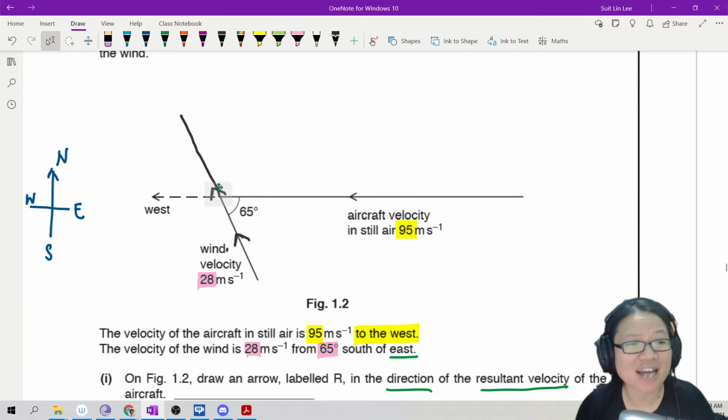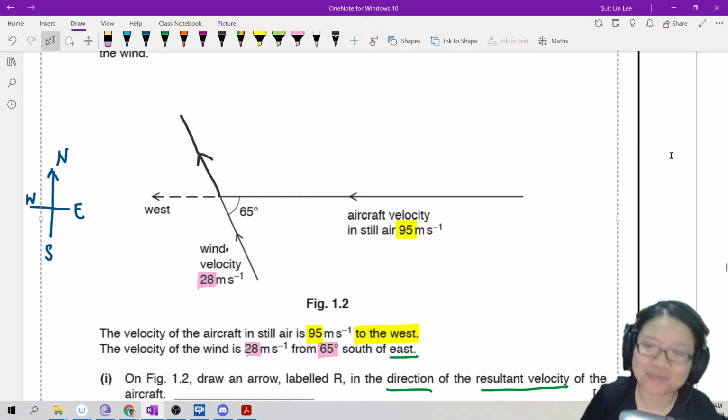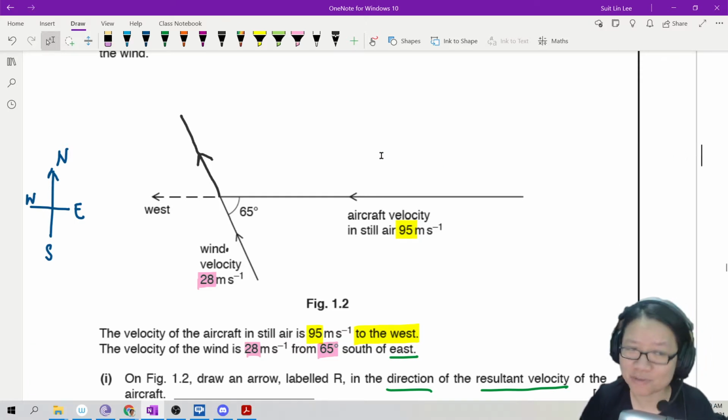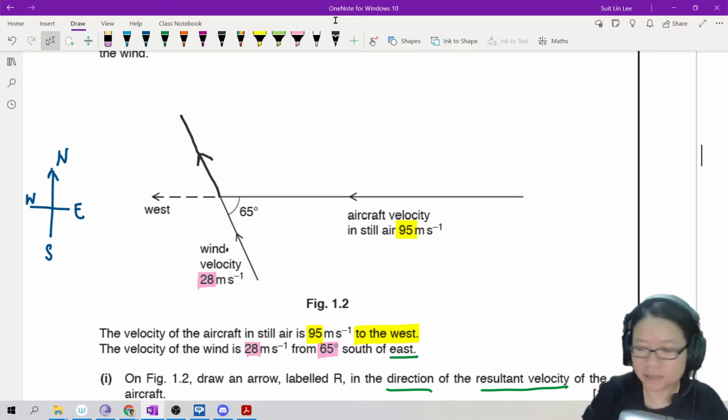But if you just want to be extra careful, then bring with you a protractor into the exam hall. Have a protractor with you. Okay, so let me highlight this one. Change the color a bit. So this is your wind velocity and also your 28 meters per second.